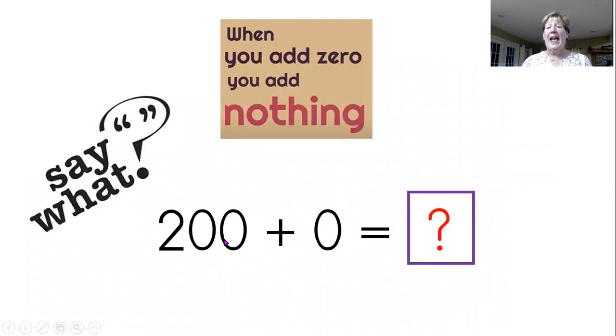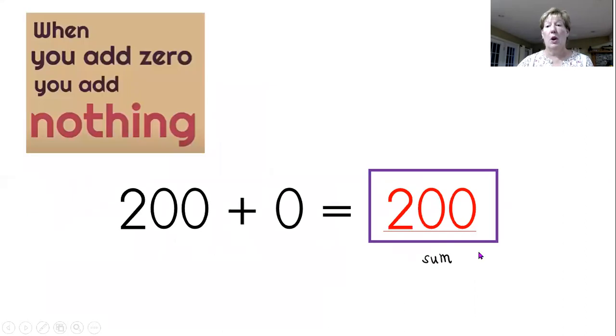You can do this with any size number. Look at this one. Here's the number 200. 200 plus 0. What do you think the sum is going to be? Did you say 200? You were correct. 200 plus 0 equals 200. I could do a billion plus 0. And what do you think it's going to be? A billion. Because when you add 0, you're not adding anything at all.